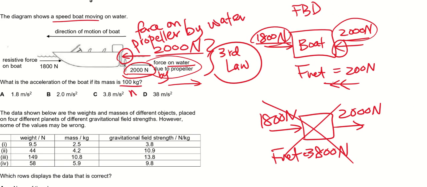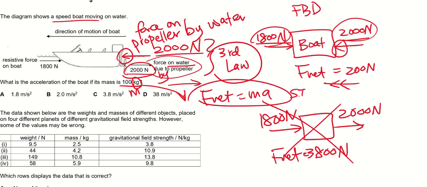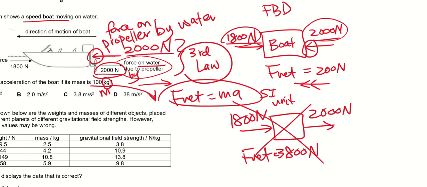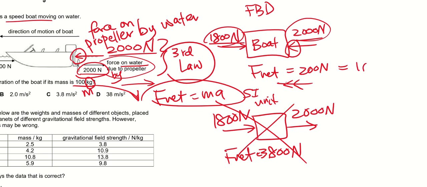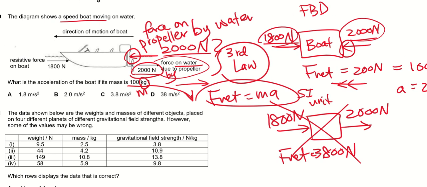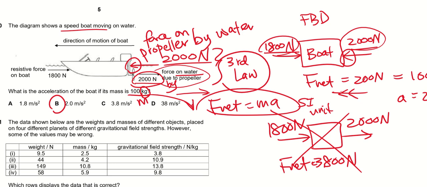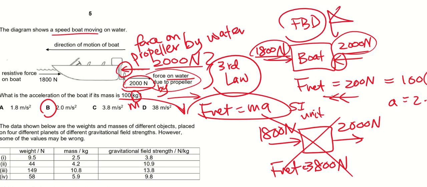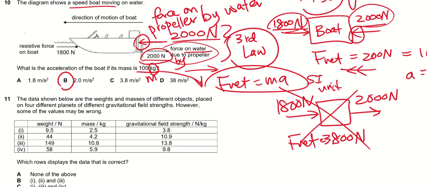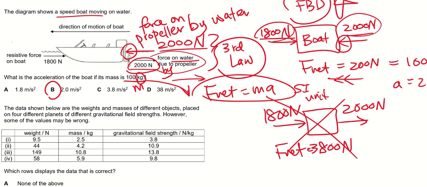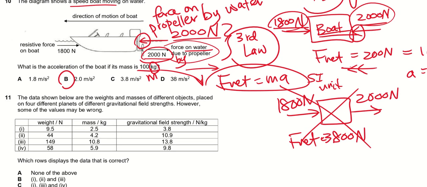The mass is 100 kg. Please take note, in order to use F net equals to MA, all of this must be in SI unit. So now I can substitute 200 equals to mass of 100 kg. That is okay. Therefore, my acceleration will be 2 meters per second square. So answer is B. I think in my previous video, I always emphasize the importance of free body diagram. Please draw free body diagram acting on that object, which is the boat itself.